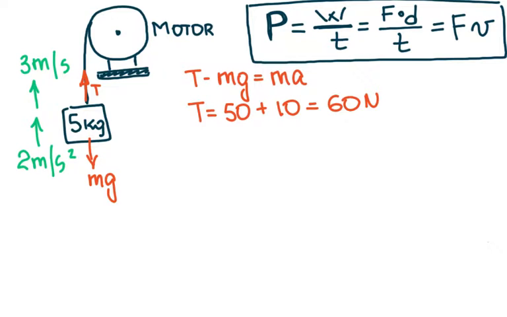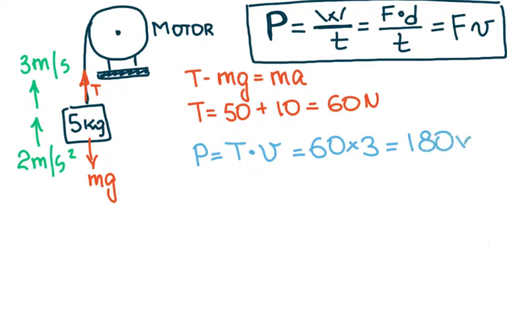And then the power is equal to the force. In our case, it's tension, which is 60 newtons, times the velocity. So that's going to be 60 times 3, and will give me 180 watts. So this is the power that the motor has to supply in order to move this block at 3 meters per second and accelerating at 2 meters per second squared at that moment.